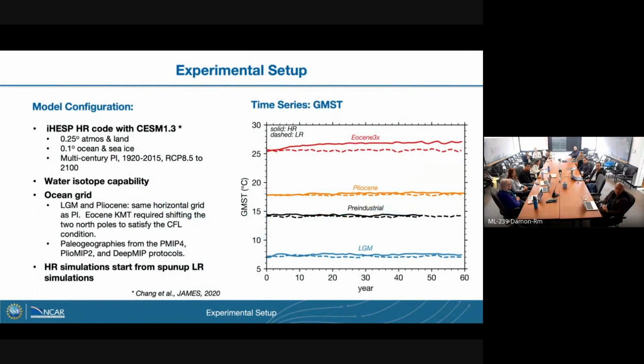In terms of the model configuration, we used the code from this trilateral partnership of NCAR, Texas A&M, and Qingdao called IHESP. So the I here doesn't stand for water isotopes, but it's a 1/4 degree atmosphere and land and a 1/10 degree ocean and sea ice. And these are global coupled simulations. If you want to see more about their simulations, you can look at this James publication. We included and added water isotope capability.